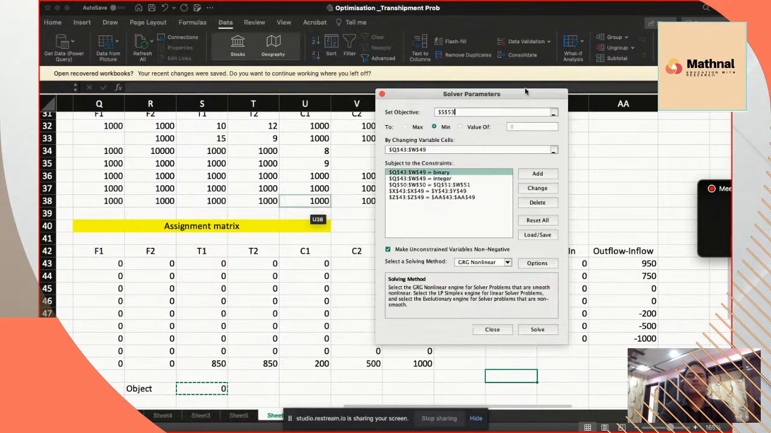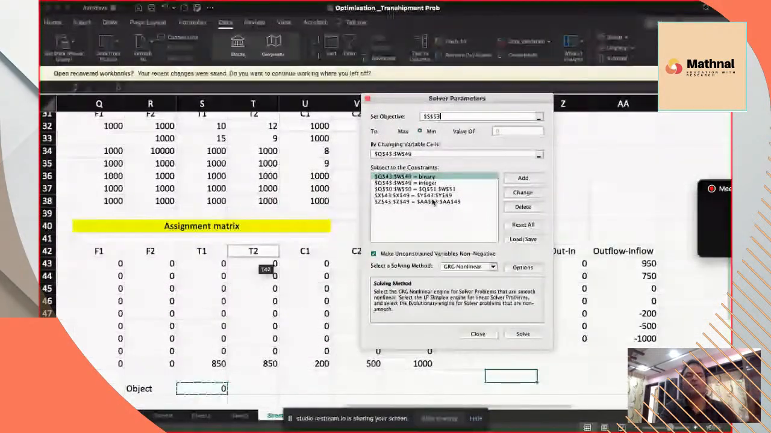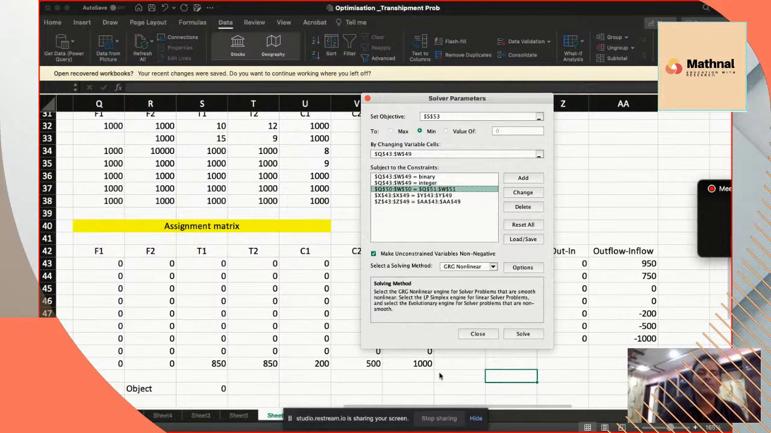So just check what are the constraints I have defined. The first constraint is my variable cell has to be binary. Is it clear? Yes, the variable cells have to be integer, and binary. And what I want is the sum of the inflow has to be equal to this. Solver will do the assignment, so the sum of in has to be equal to 0, 0, 850, 850, 200, 500, 1000.